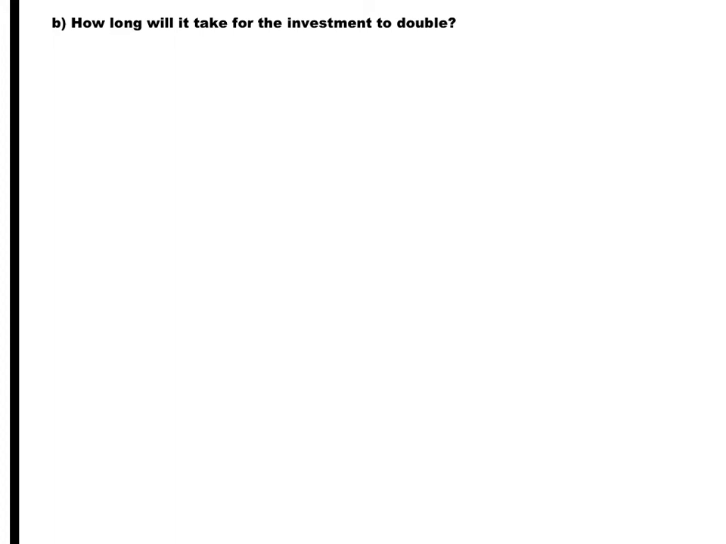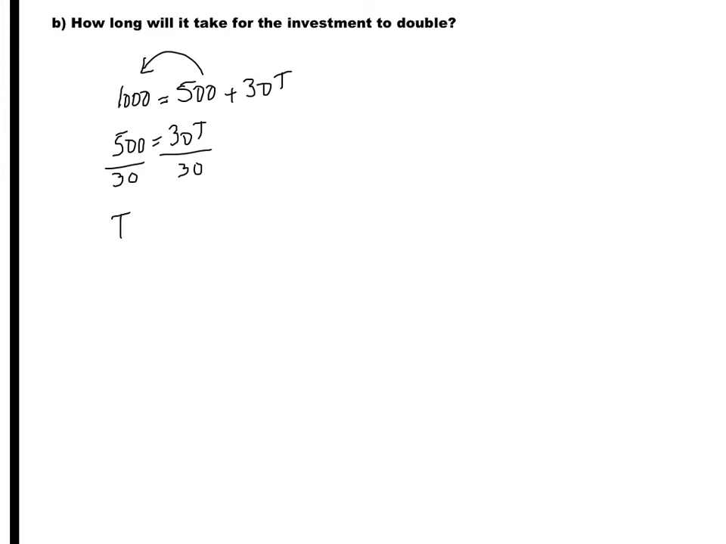The next part of the question says, how long will it take for the investment to double? We know the investment is 500. We want to find time so that A becomes 1,000. And the equation was 500 plus 30T. So we move 500 to the left. I get 1,000 minus 500 is 500 is equal to 30T. Divide by 30. We get T is approximately 16.67 years.